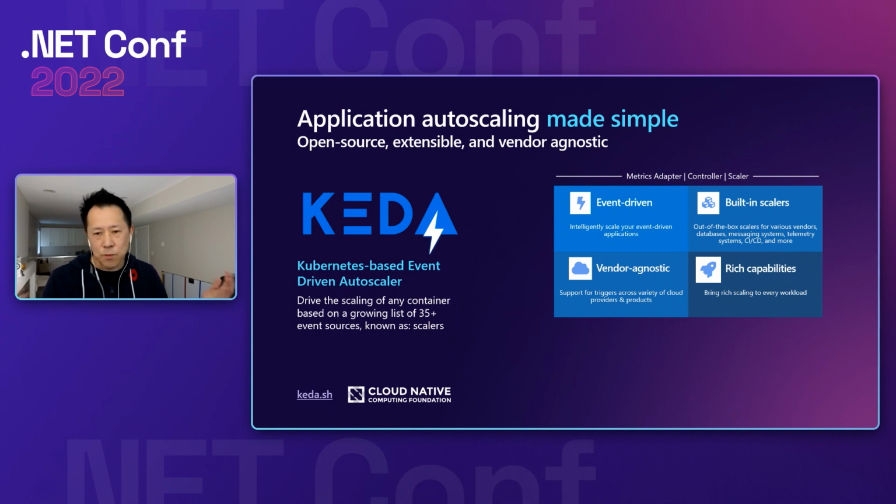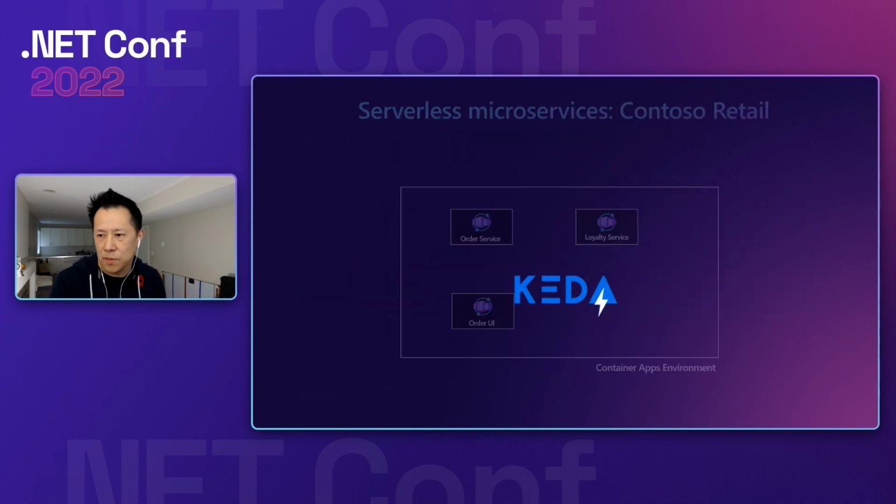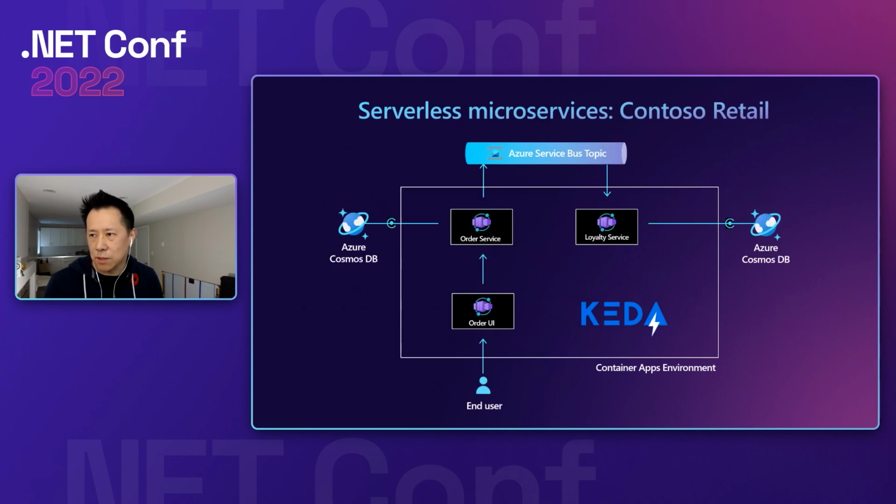And KEDA comes with a lot of different scalers. What KEDA can do is it can actually listen to the queue that your application itself is listening to. And then based on the number of messages that are in the queue, you can decide whether to scale your application out. So how it works is that KEDA is running in your container apps environment, in this case, watching the service bus queue.